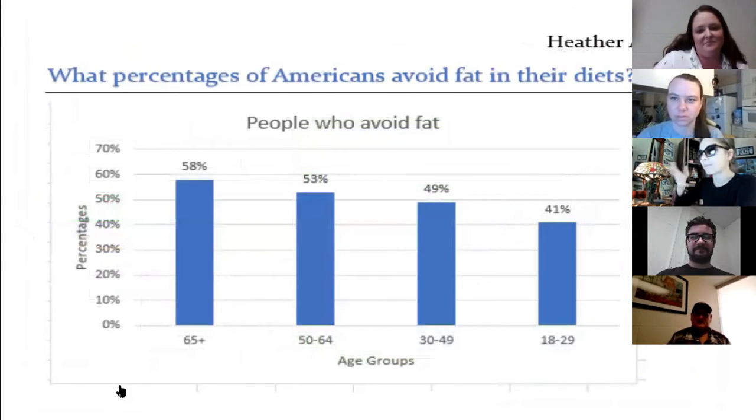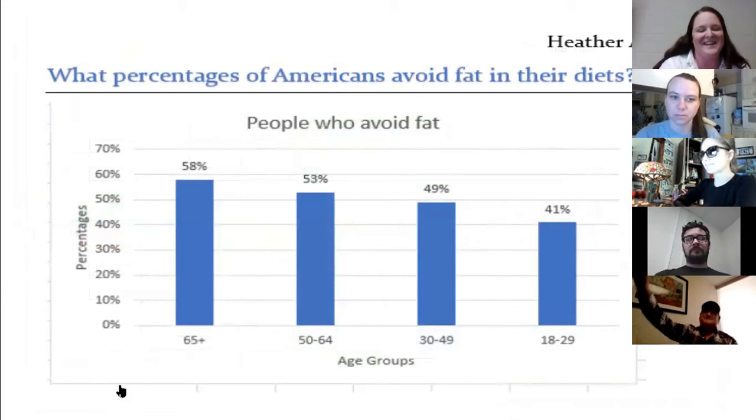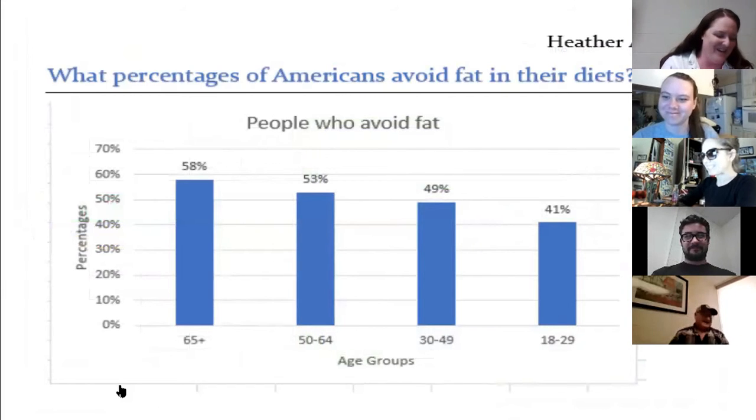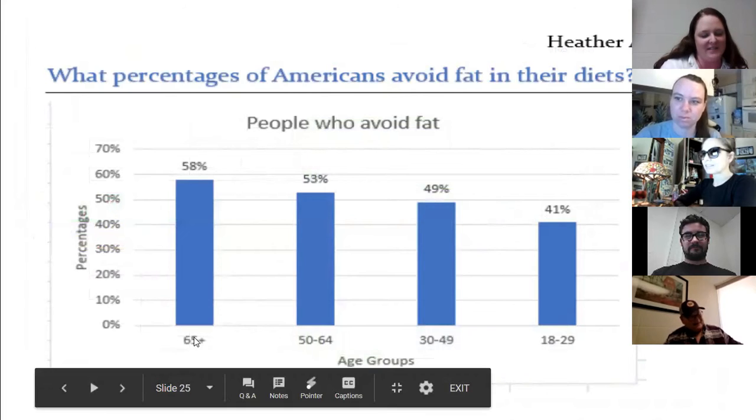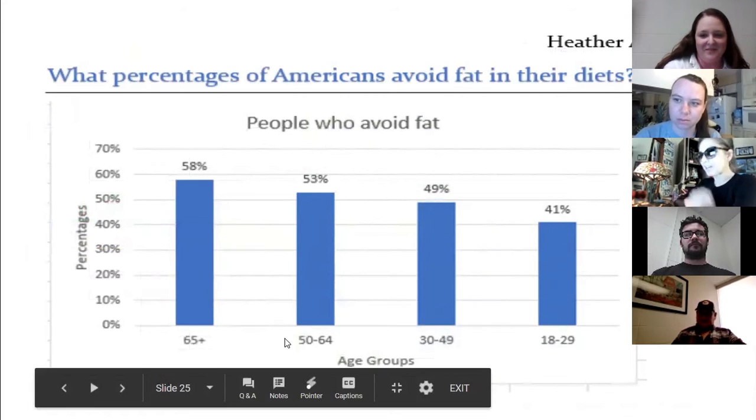All right, Miss Heather, what percentages of Americans avoid fat in their diets? On my chart, it shows the different age groups. We have the 65 and up, 50 to 64, 30 to 49, and 18 to 29. The highest percentage seems to be the 65 and up. Maybe just as we get older, our bodies change, and we just have to take better care of ourselves. And we know more stuff.